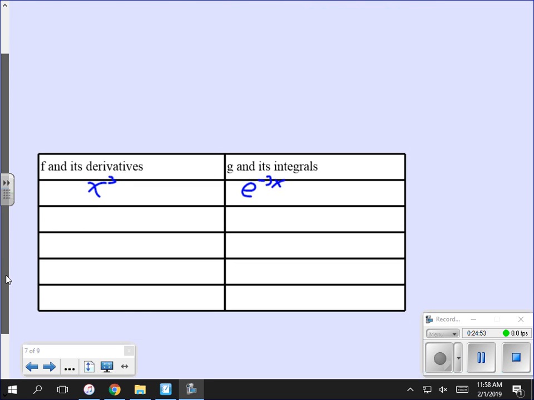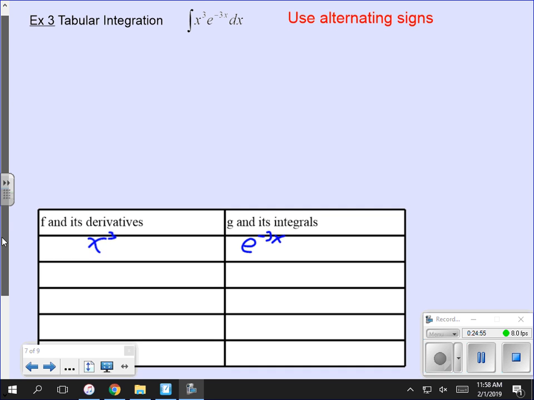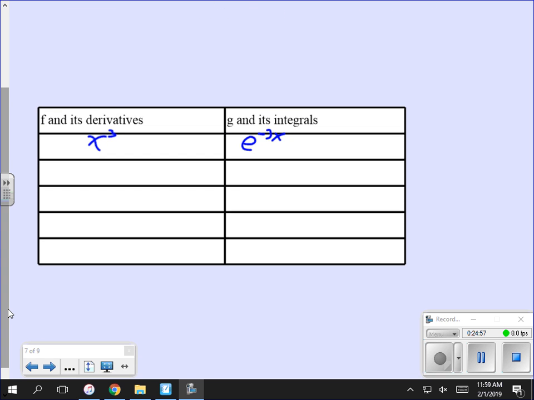So here's what you do. You take your integral and divide it up into f and g, the two functions. And then you have your table, and you take the derivatives of f until it goes away. So I start with x cubed, 3x squared, 6x, 6, and then nada. And then I have to do the opposite with my g function. I do antiderivatives. I integrate.